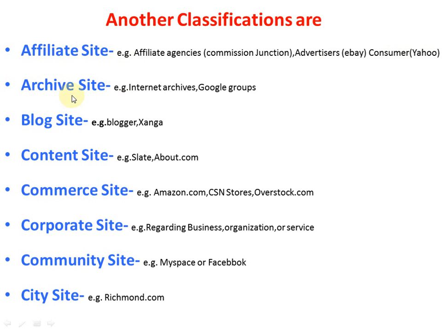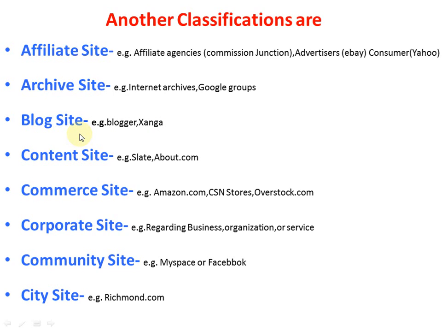Then archive site. Archive sites are used to preserve valuable electronic content that is on the verge of extinction, for example Internet Archive and Google Groups. Next, blog sites. These are generally used to post online diaries, comments, or views that may include discussion forums. For example, Blogger and Xanga. These sites are blog sites.